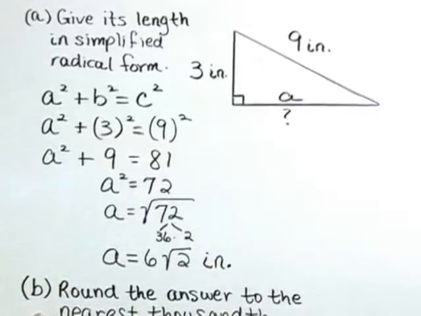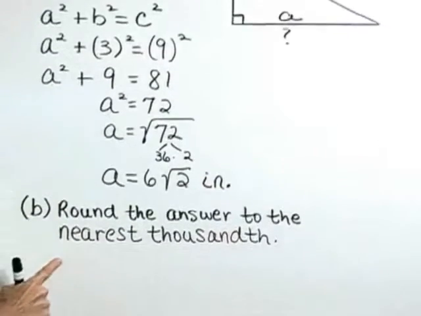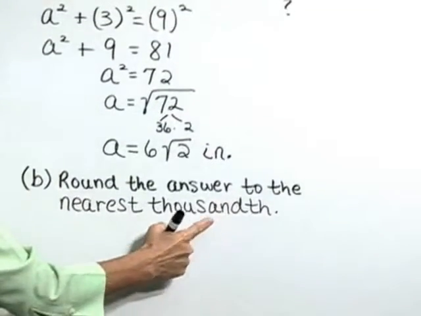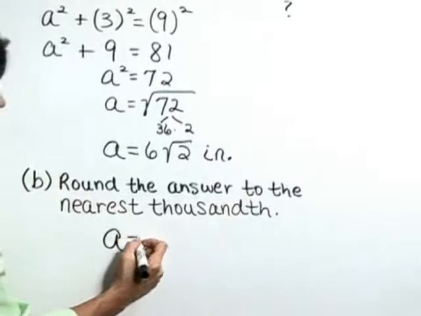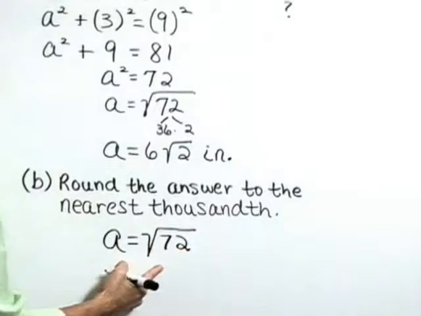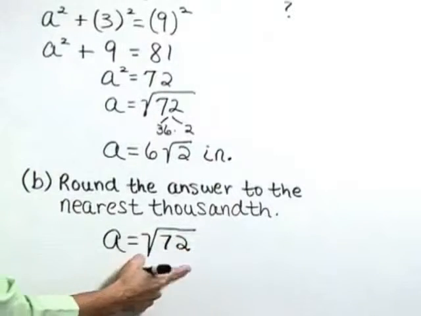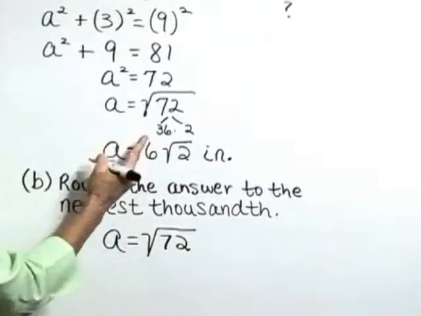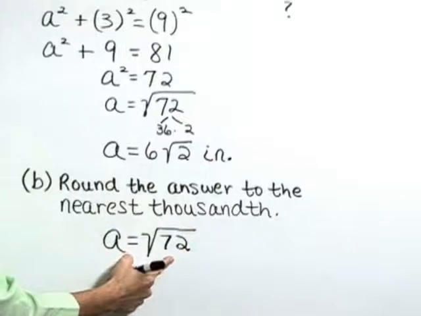Now for part B, we would like to round the answer to the nearest thousandth. So I'm going to use my calculator to estimate a. In other words, estimate the square root of 72. I just pulled this form, it's going to be a little bit easier to enter in the calculator.